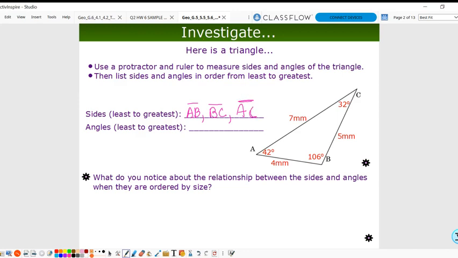When I look at my angles, I need to look at the angle measures. Angle C is my shortest angle, then angle A, and then angle B. We should notice that our shortest side is directly across from our smallest angle. Our largest side is directly across from our largest angle. And our medium side length is across from the middle angle measure.